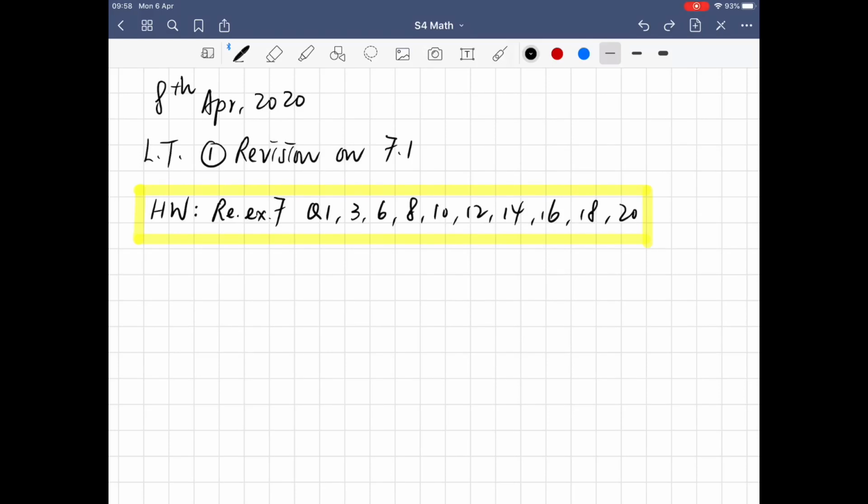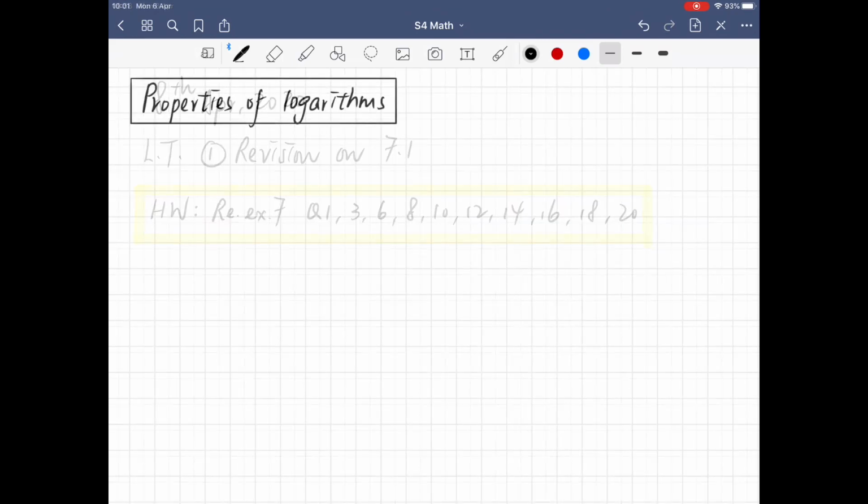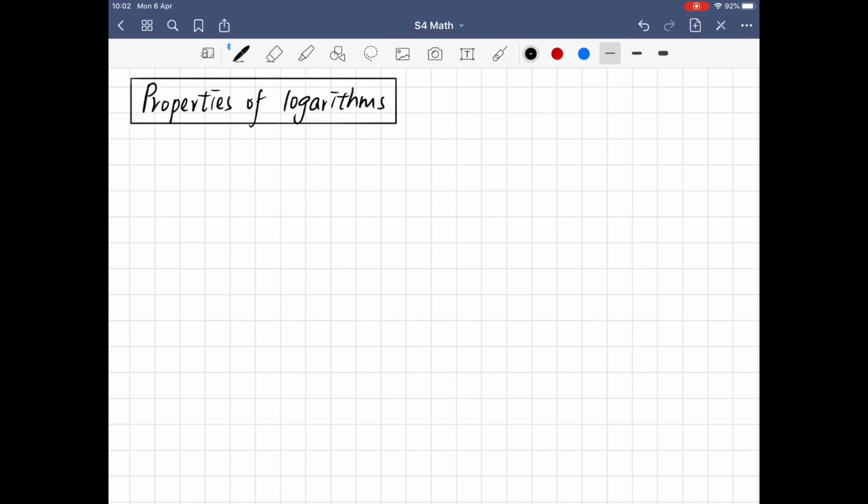Hi everyone, in today's lesson I will give you a quick revision on section 7.1. And for the yellow box, these are the questions that you can do before the section quiz. So in the first part of 7.1, it is about properties of logarithms. So I think if you have a good understanding of section 7.1, you can answer me the following 7 questions.